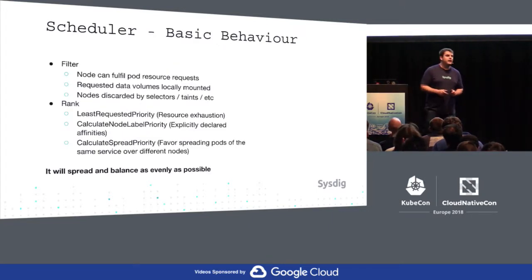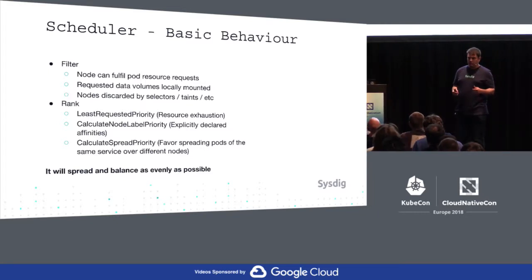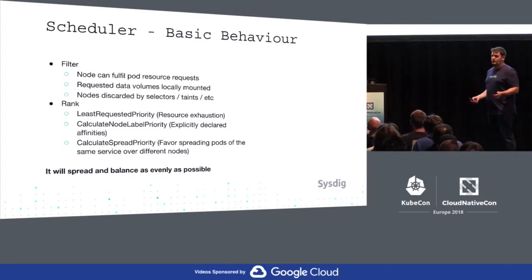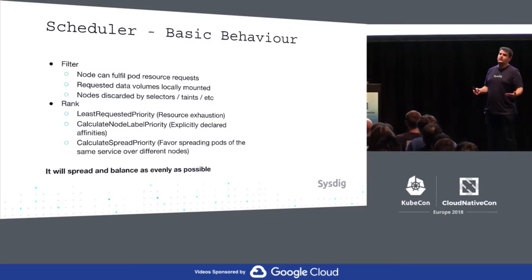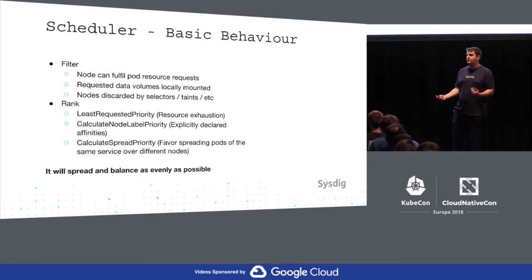So, yeah, I wanted to talk a little bit about the default scheduler, because it's a good starting point. If you know what the default scheduler is doing, you will get a lot of ideas for your own scheduler. Basically, it has two phases: one is filtering, and the other is ranking. Filtering is, we can call it, the hard phase, and ranking the soft requirements phase.